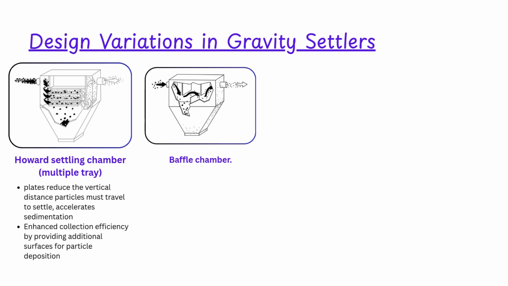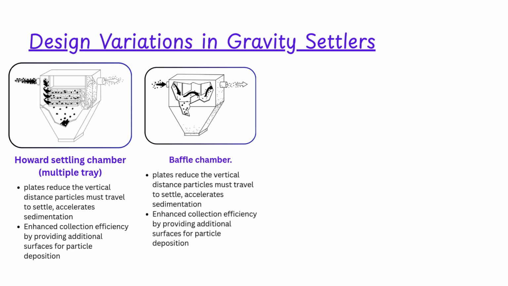Baffle chambers. A variation of the gravity settling chamber is a baffle chamber, sometimes referred to as an inertial separator. These units have baffles within the chamber to enhance particle separation and collection. This arises by changing the direction of the gas velocity and imparting a downward motion to the particle.